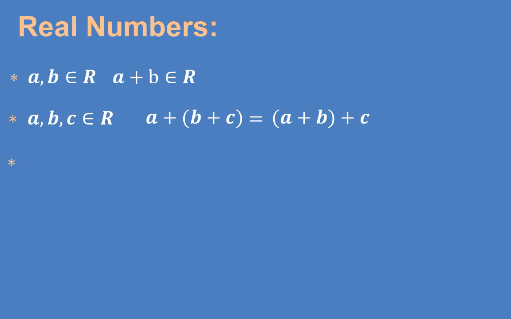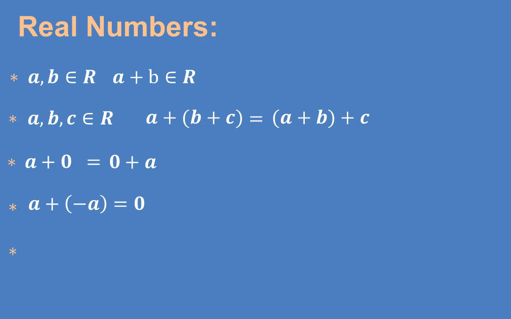The third law is the identity element for addition. There exists an identity element, 0, such that for all a in R, a plus 0 equals 0 plus a. For example, 6 plus 0 equals 0 plus 6. The fourth law is the existence of negatives. For every real number a, there exists an additive inverse, called the negative of a, such that a plus negative a is equal to 0. For example, 3 plus -3 is equal to 0.